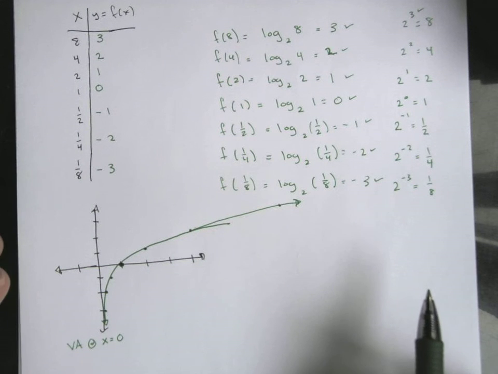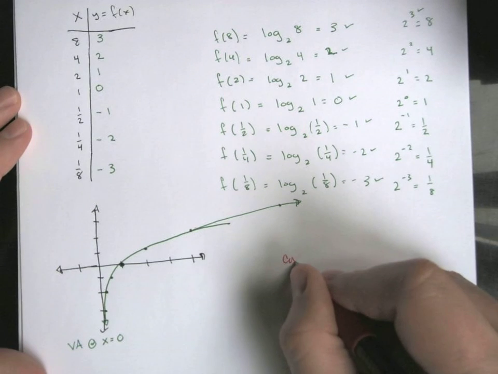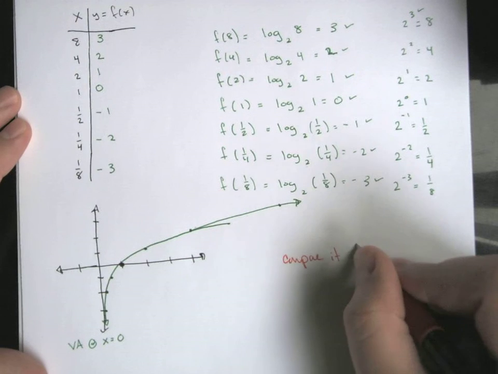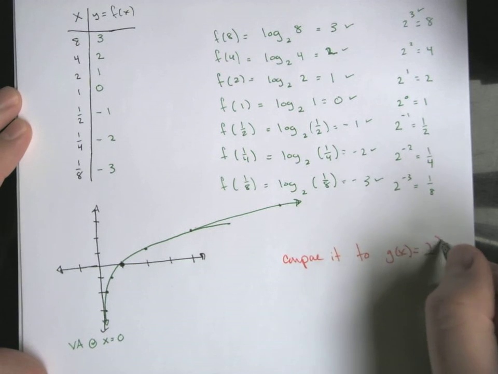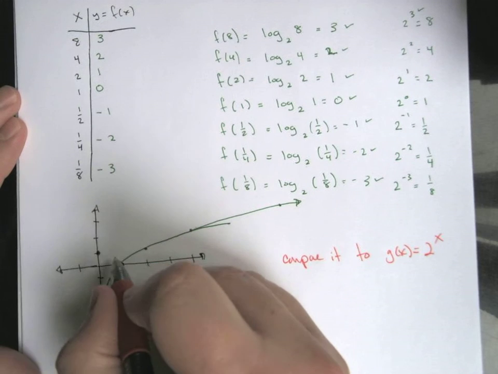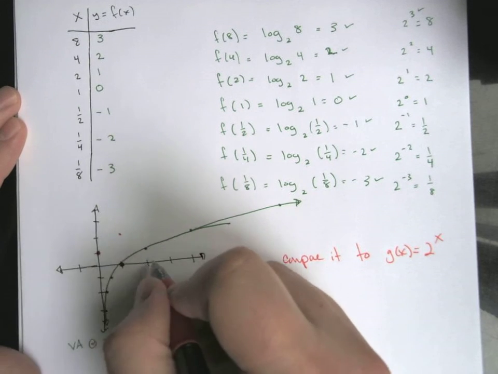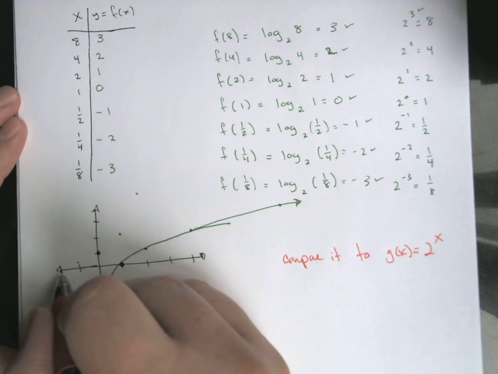You do make vertical progress. That does happen. It just takes a long time. If I graph this and I compare it to g of x equals 2 to the x, what kind of coordinates did we have there? Well, we had (0, 1), we had (1, 2), 2 would be up at 4, and then these guys were sort of dropping down.